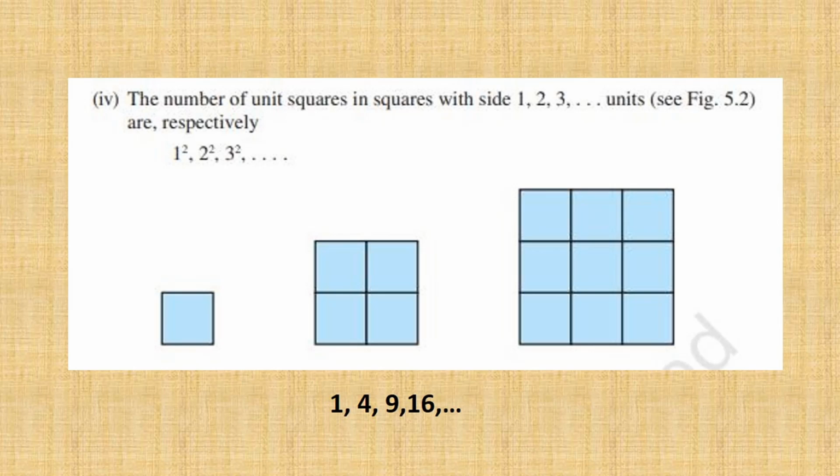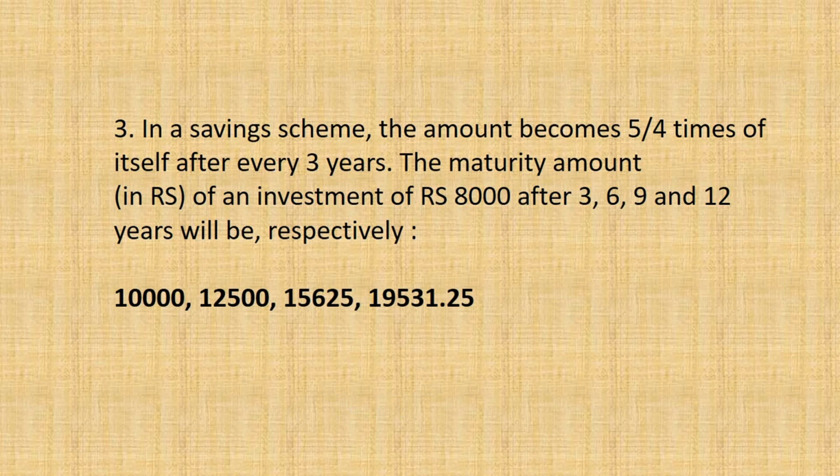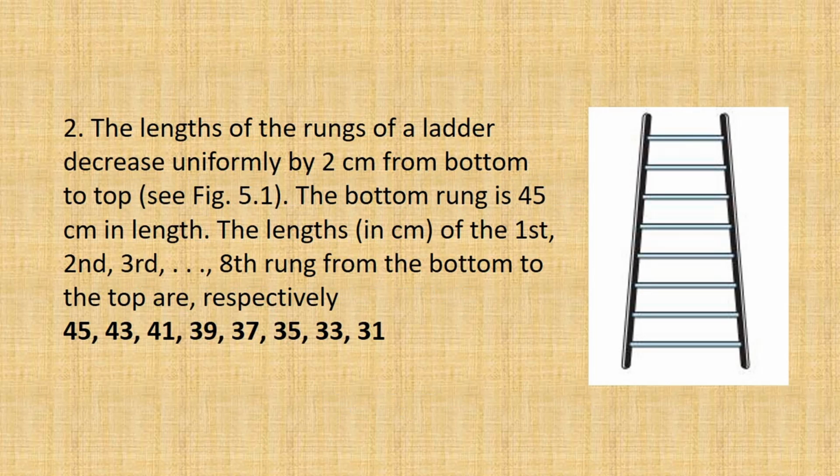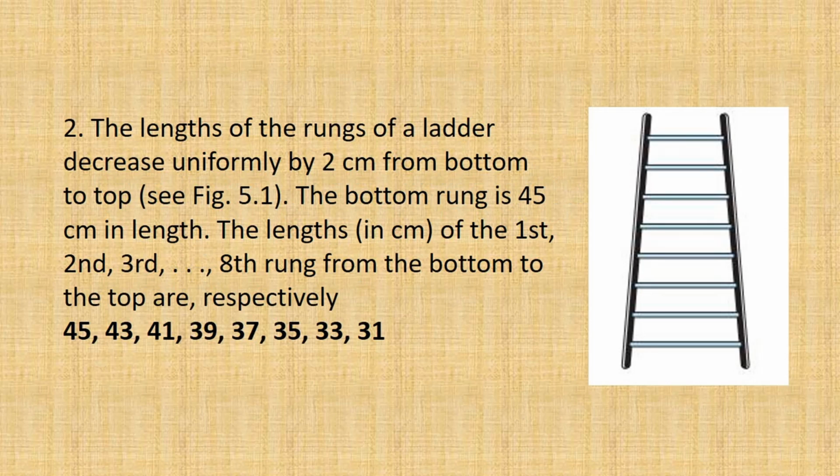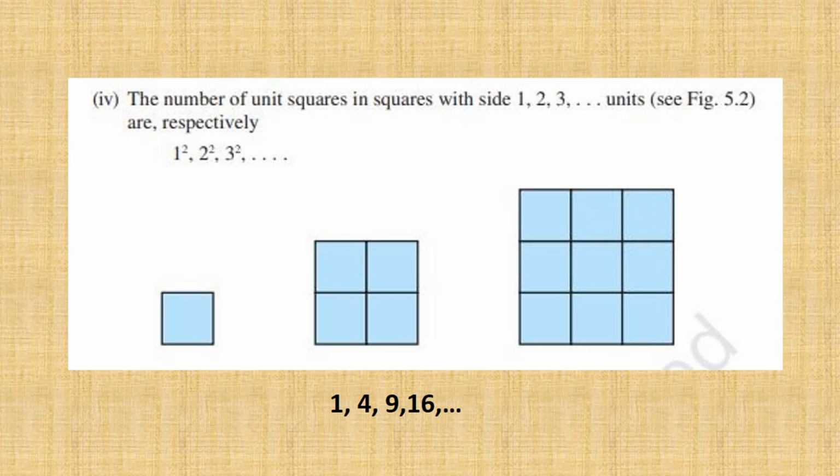Okay. And if you go to the previous example, here you take 5 by 4 times the previous number to get the next number. And in the second example, you have to subtract 2 to get the next number. And in the first sequence, you have to add 500 to get the new number. Okay, so these are the rules for these sequences. So if you take any sequence, we can make some rules. Okay, so now we are going to define the arithmetic sequence. So there are two ways I can define the arithmetic sequence myself.